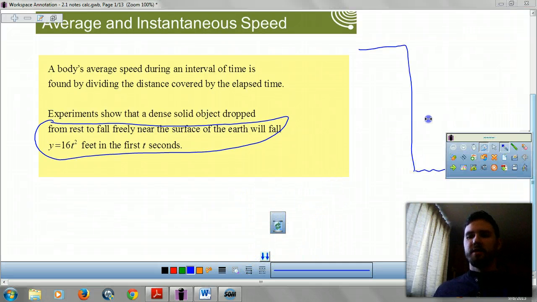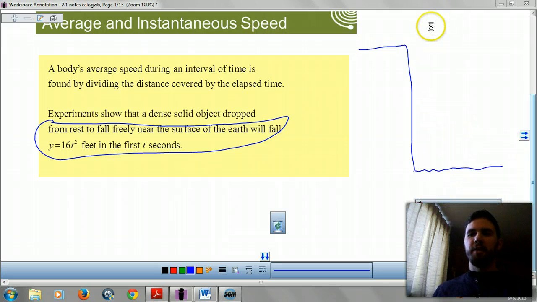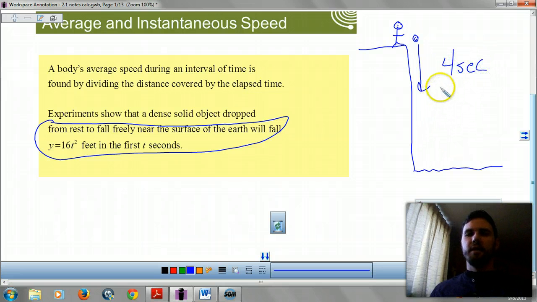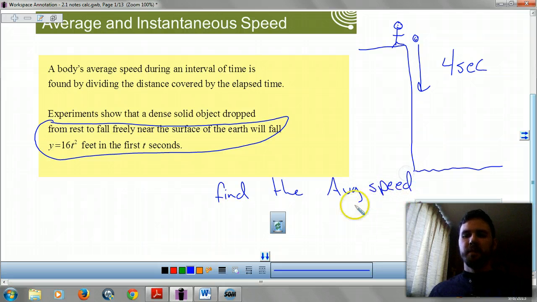Suppose you're throwing a penny off the Empire State Building. That's a penny. And that's you. Okay? And it's been falling for 4 seconds. A question they might ask you is, find the average speed. Okay? So here's what we do.